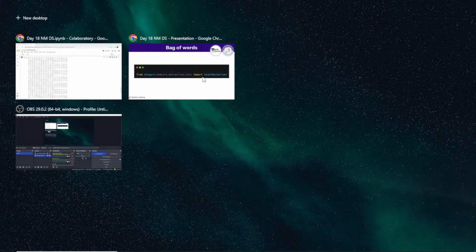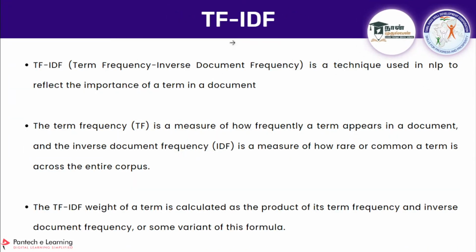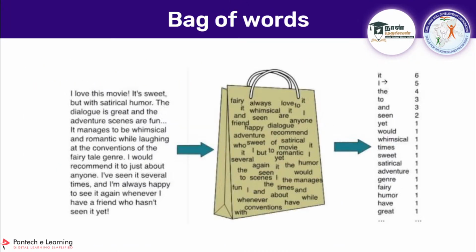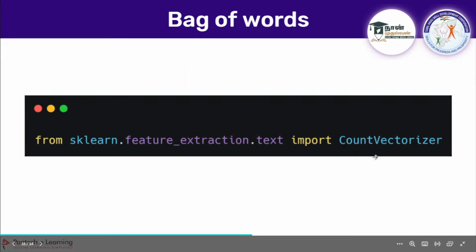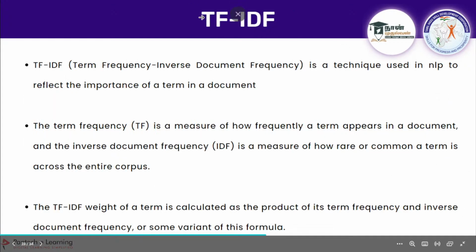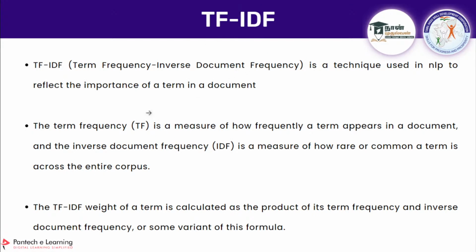And an advanced version of bag of words is TF-IDF. Bag of words just counts how much a word is present and converts them into numerical format, but it is not adding any weight or importance to it. So for that we go to something known as the TF-IDF vectorizer. What is it? Term frequency inverse document frequency. This is a technique used in NLP to reflect the importance of a term in a document. You may have many words, but you want to find the important words, or add weight to them, like we did in neural networks, right?